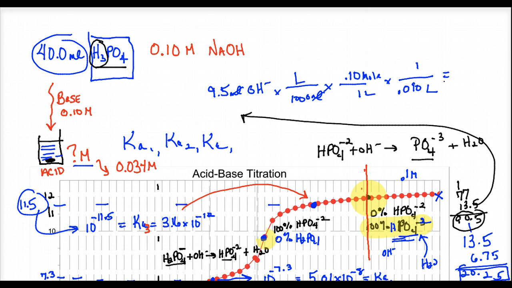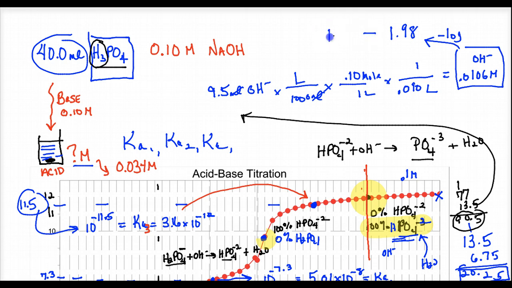9.5 divided by 1,000 times 0.1, and divide that by 0.09, and I get a value which should be moles over liters, the molarity, to be 0.0106. That's the molarity of the hydroxide in this solution. We want the pH, so I do negative log to get my pOH. I hit negative log of my answer, and I get 1.98 as my pOH.